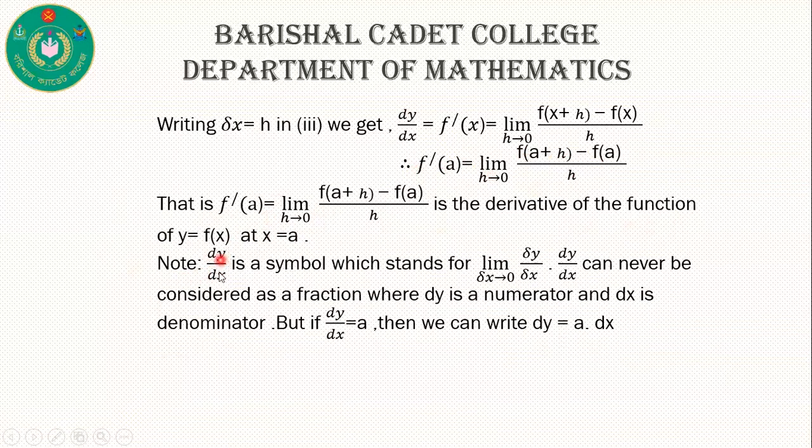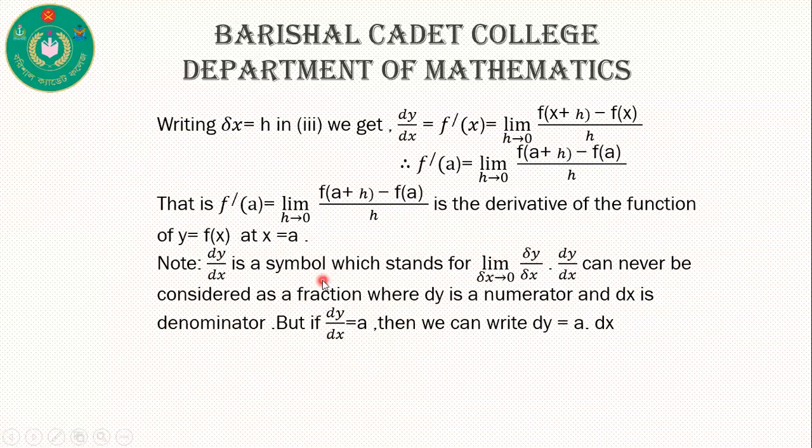Note that dy by dx is a symbol. Here dy by dx is a symbol which stands for limit del x tends to 0 del y by del x. Dy by dx can never be considered as a fraction where dy is a numerator and dx is a denominator. But if dy by dx is equal to a, then we can write dy is equal to a dx.